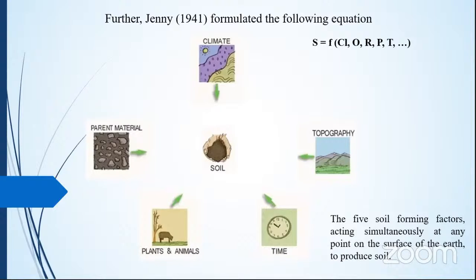So this is a formula. He said that S represents the soil forming. Soil is equal to f, means factors: cl is climate, o is organisms, r is relief or topography, p is parent material, and t is the time. This dotted line indicates some other unknown additional factors. So what he said is that these five soil forming factors act simultaneously at one point on the surface of the earth to produce soil naturally. These five soil forming factors will influence the soil forming procedure.